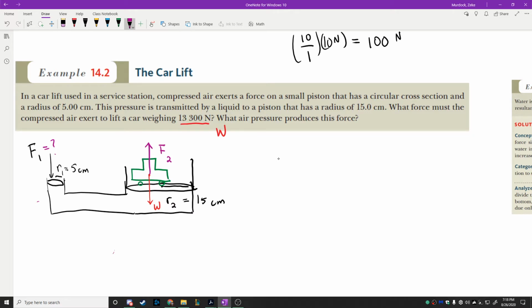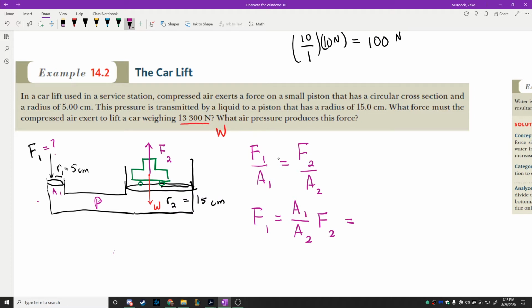So we said before that the pressure has to be the same throughout this entire thing. The pressure is a constant. On the left-hand side, our pressure is going to be F1 divided by the area of the left-hand side. On the right-hand side, the pressure is going to be F2 divided by the area over there. We can rearrange this to solve for F1: F1 is going to be equal to A1 divided by A2 multiplied by F2.